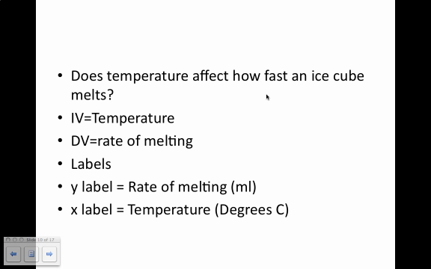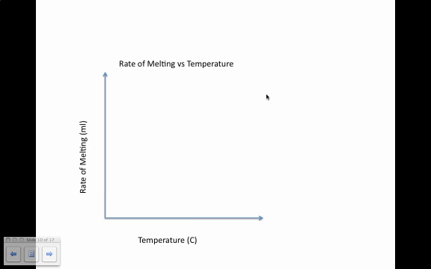Second example, does temperature affect how fast an ice cube melts? Independent variable will be temperature, dependent variable would be rate of melting. We will label the y label, or the y-axis, rate of melting, and it would be in milliliters. And the x-axis label would be temperature in degrees Celsius.